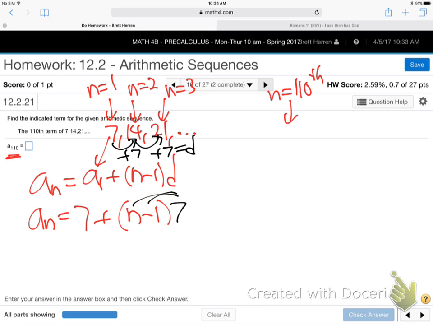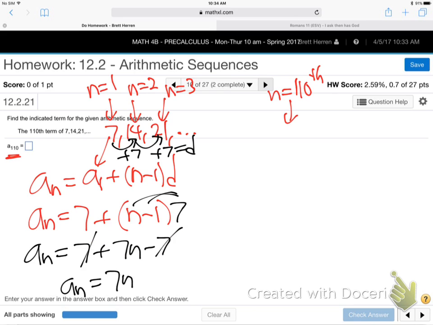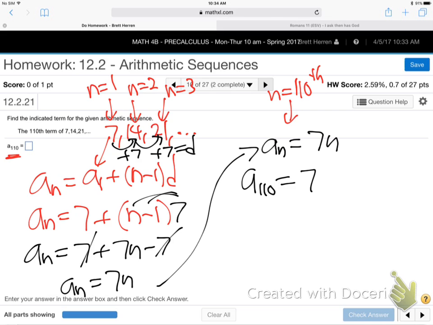Okay? And then we distribute. And we get 7 plus 7n minus 7. These cancel. It's kind of like the last one. 7n. Okay, so come up here now. So you got a sub n is 7n. Find the 110th term. Plug in 110. 7 times 110. 770. Must be the 110th term.